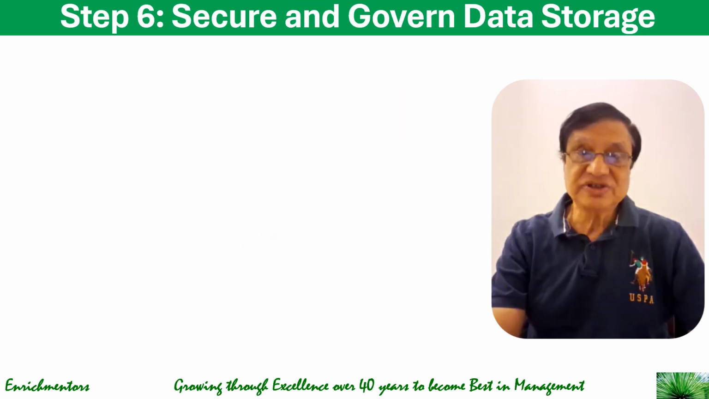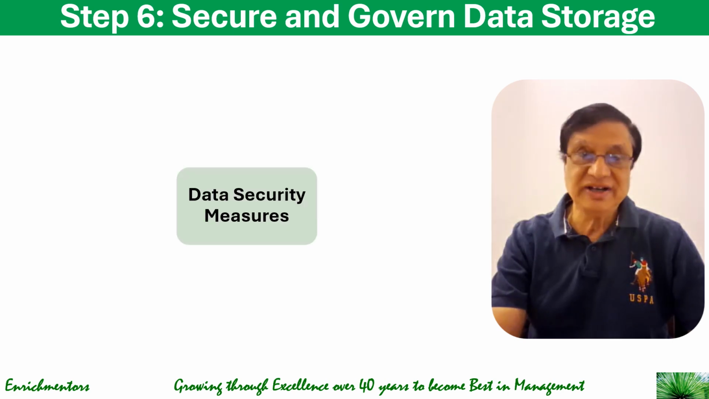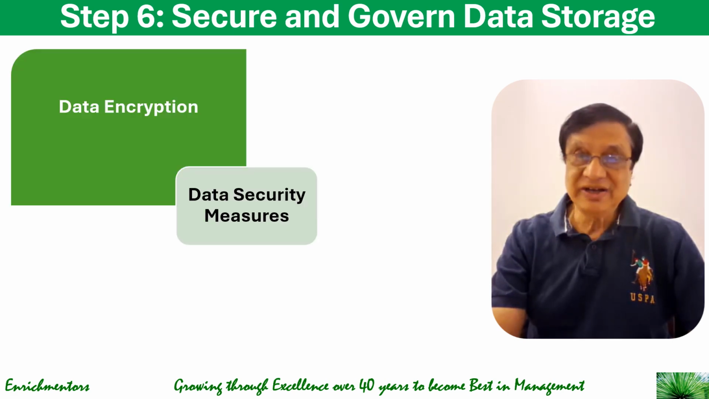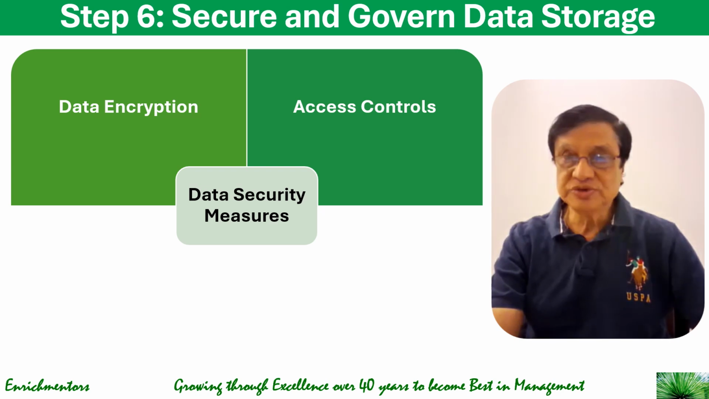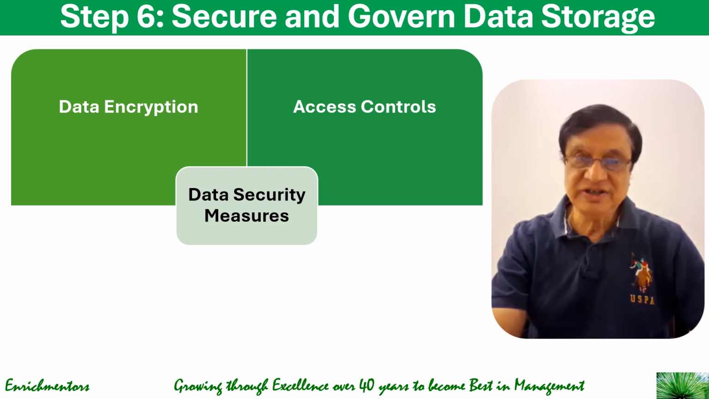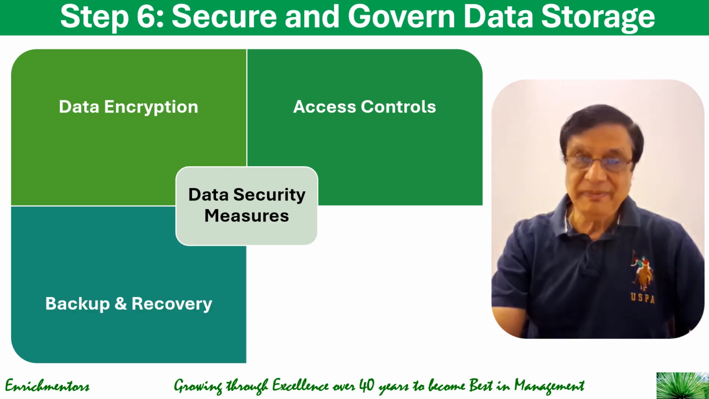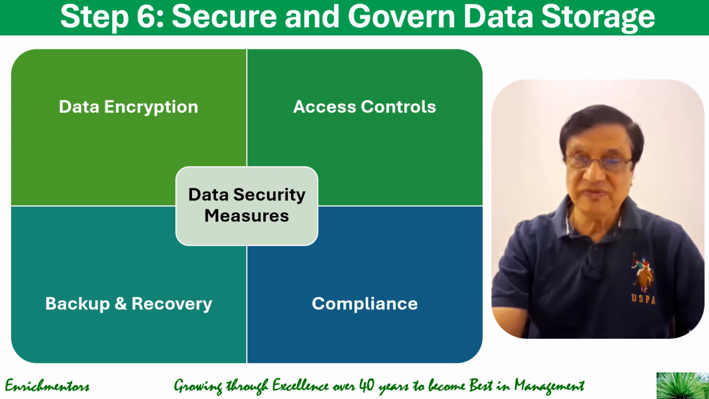Lastly, you need to look at securing and governing data storage. Now, what are the measures that you can take for data security? One is data encryption, which protects data in transit and at rest. Second, you can use access controls through role-based access control (RBAC). Then you need backup and recovery, with automated failovers and versioning. And finally, in terms of data governance, you need to meet compliance requirements by following GDPR, HIPAA and CCPA regulations.